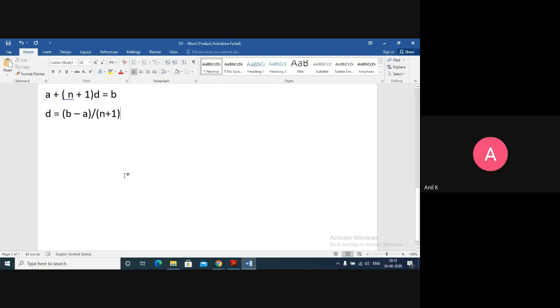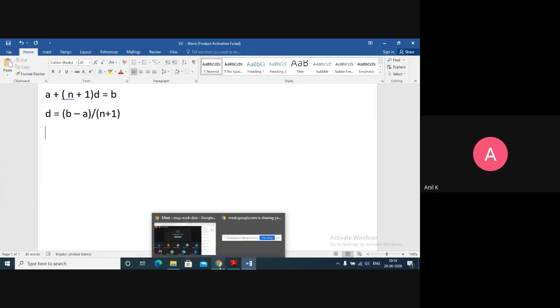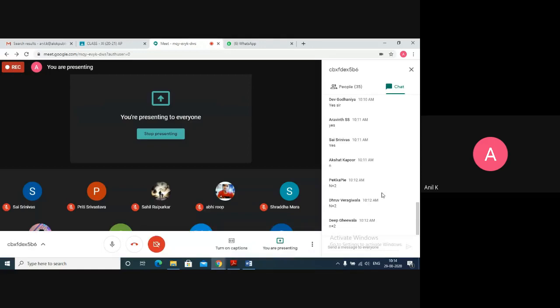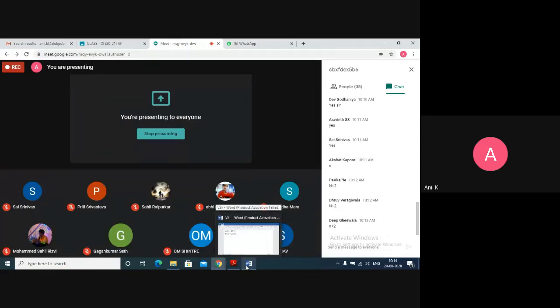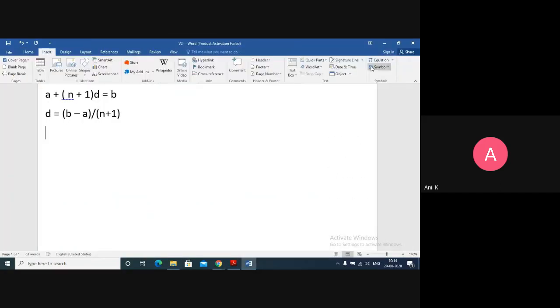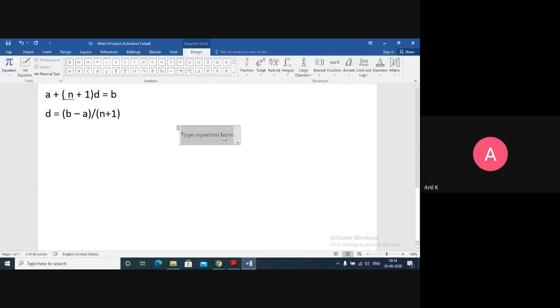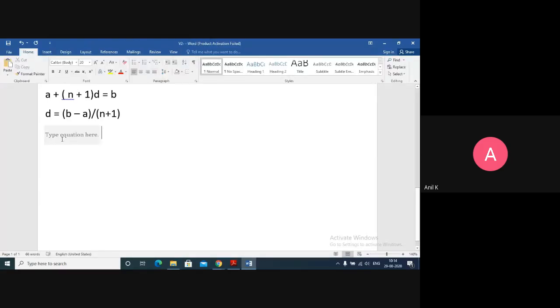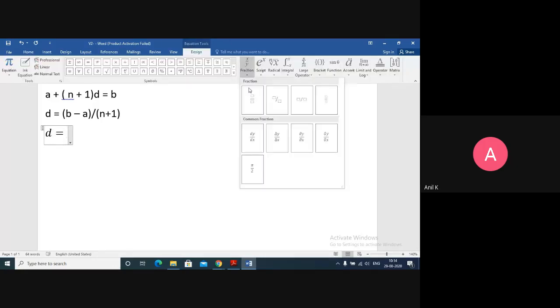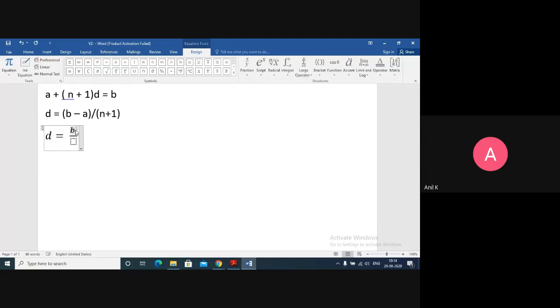So you have to remember this formula. Once I know the value of D, then I can give you all the terms of the sequence. Is that clear how we got the D value? If you want, you can insert this in the equation so that it looks appropriate. So you can note down this formula as D equals, just putting it as a proper fraction, (B minus A) upon (n plus 1).